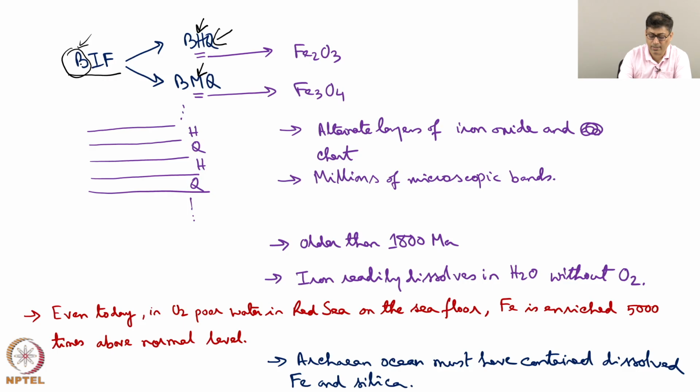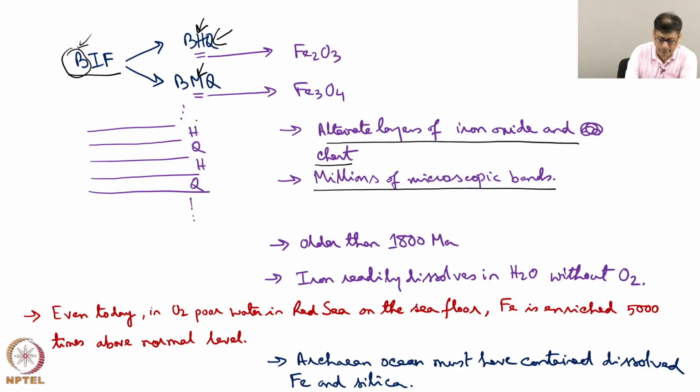In BIF, banded iron formation, there are alternate layers of iron oxide and chert, and there can be millions of microscopic bands, very thin bands, or the bands can be thick, a few centimeters, and visible with the naked eye in the field. So, here I am giving an example, hematite quartzite alteration within a banded hematite quartzite. Two types of BIF we can think of readily: banded hematite quartzite and banded magnetite quartzite.